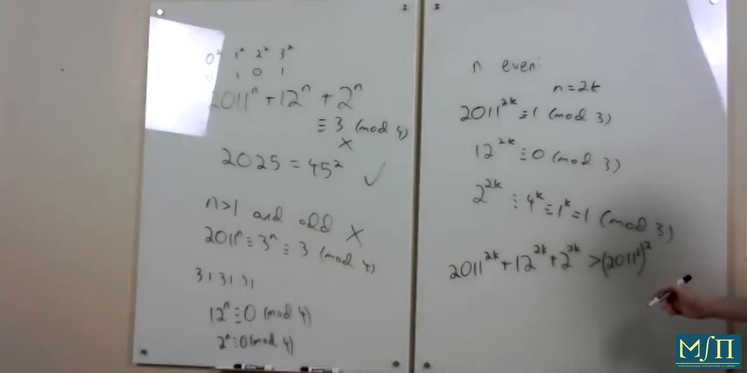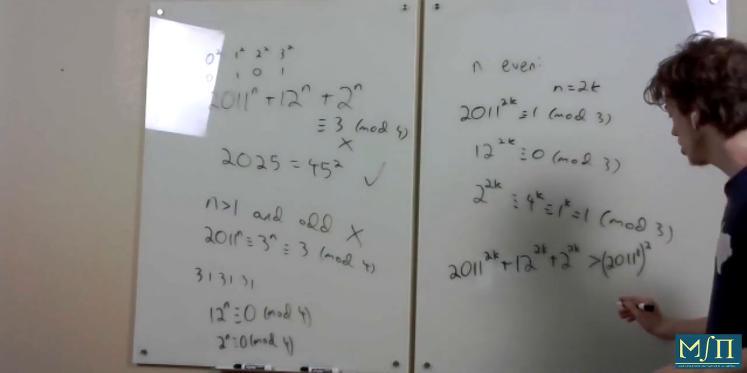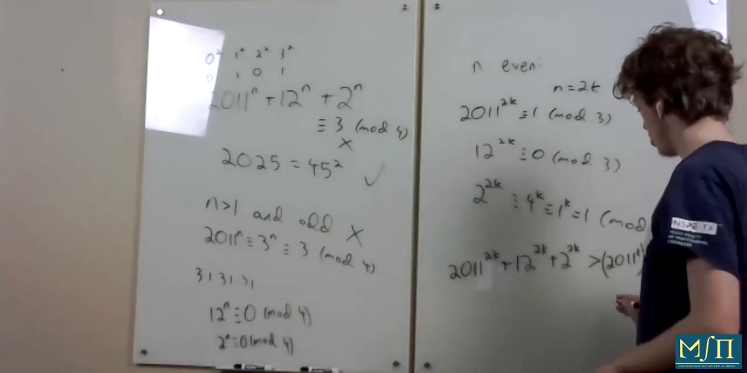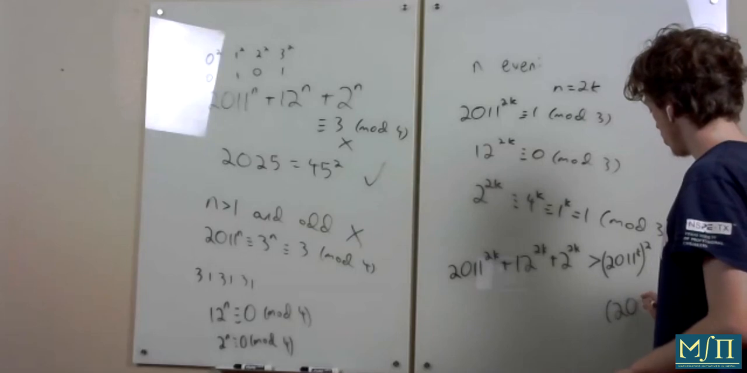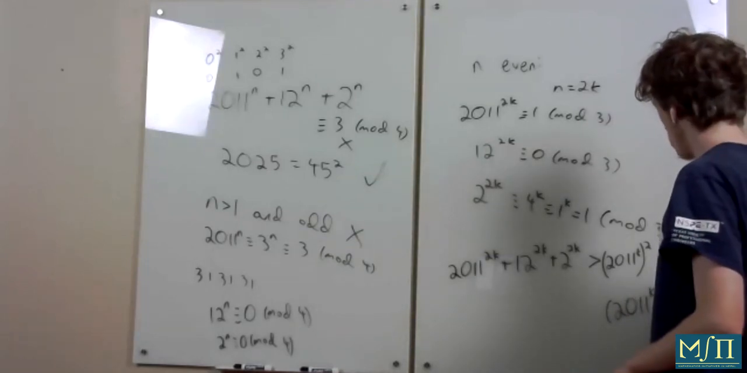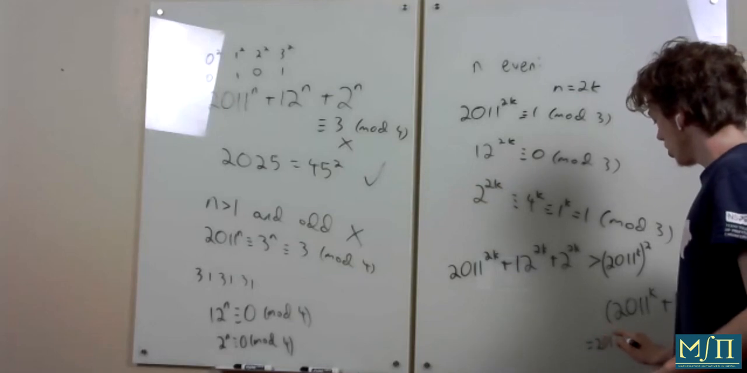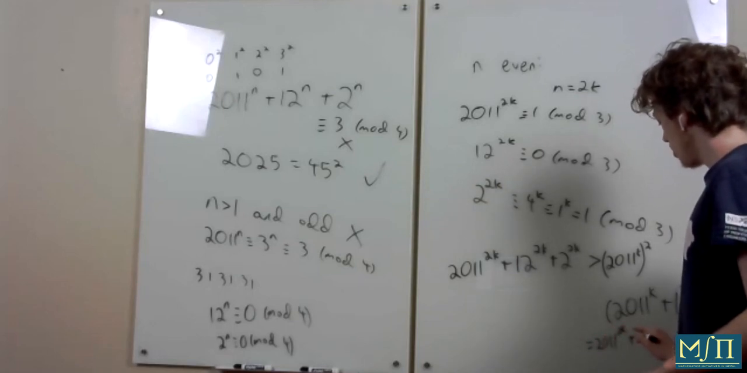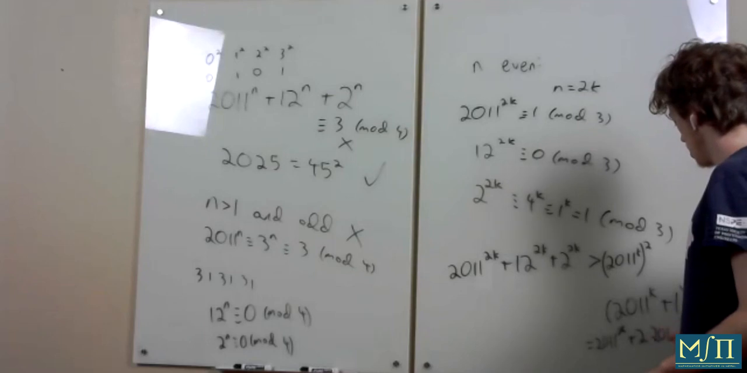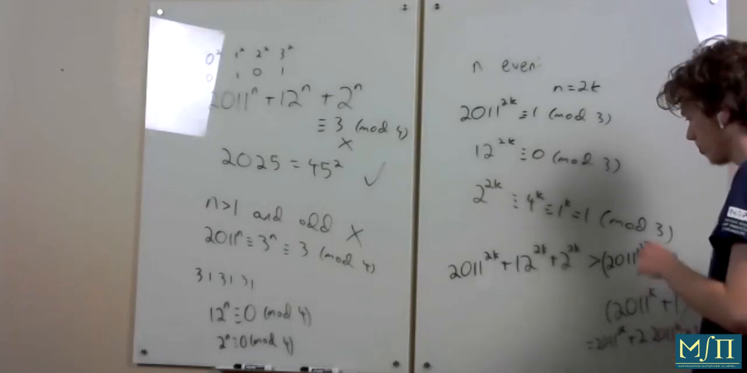But if you look at it, it can't be a perfect square, since it's greater than 1 perfect square, it would have to be at least the next perfect square. But what is this next perfect square? 2011 to the k plus 1 squared. Well, that's 2011 to the 2k plus 2 times 2011 to the k plus 1.